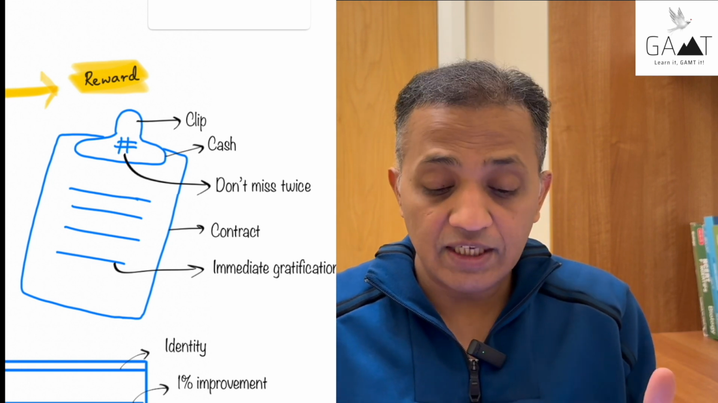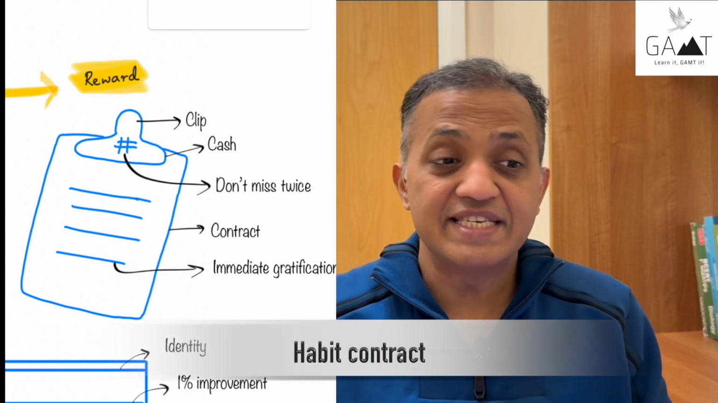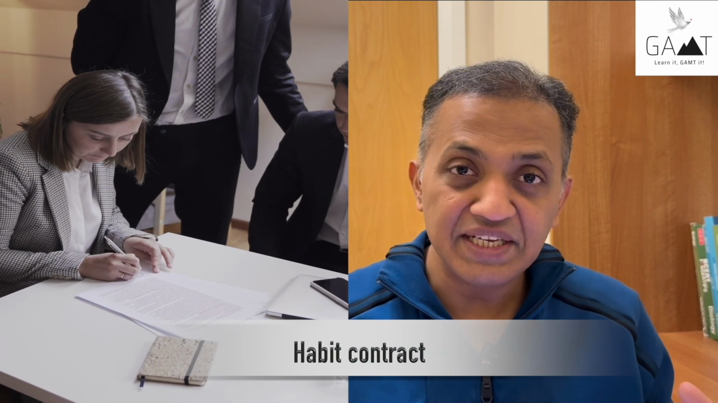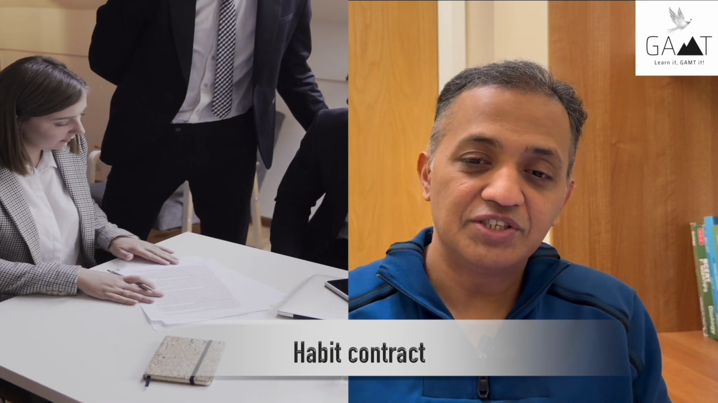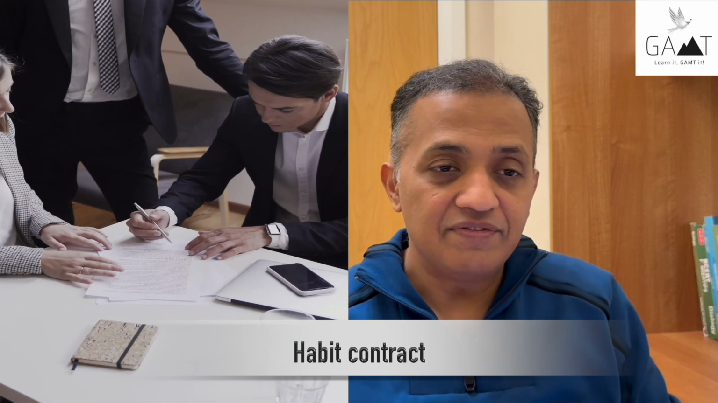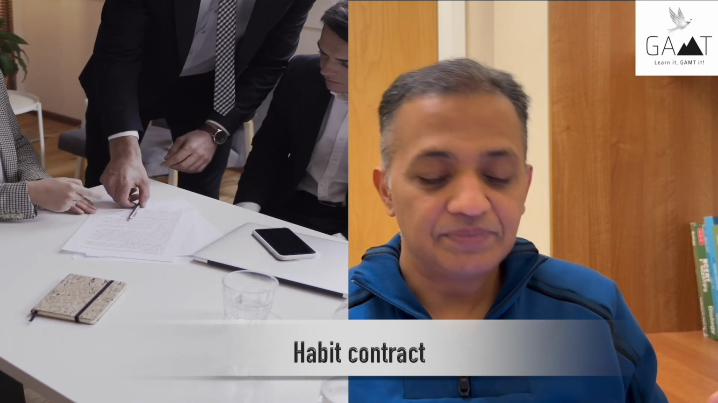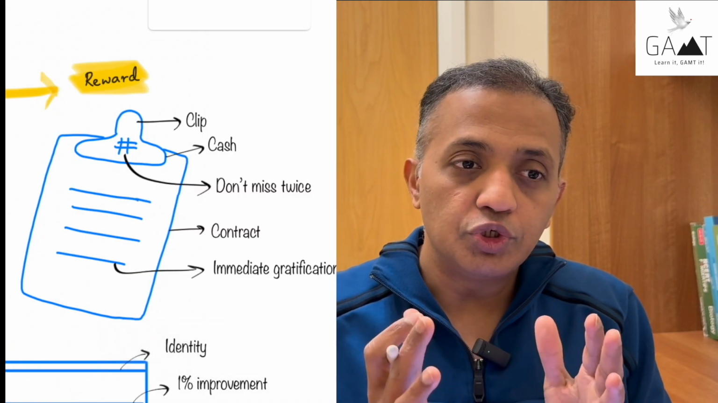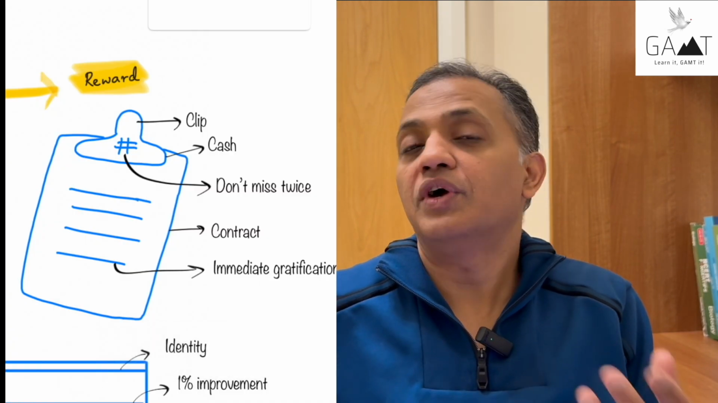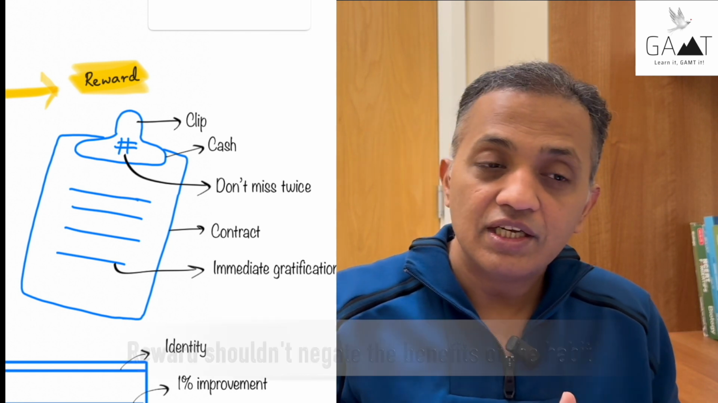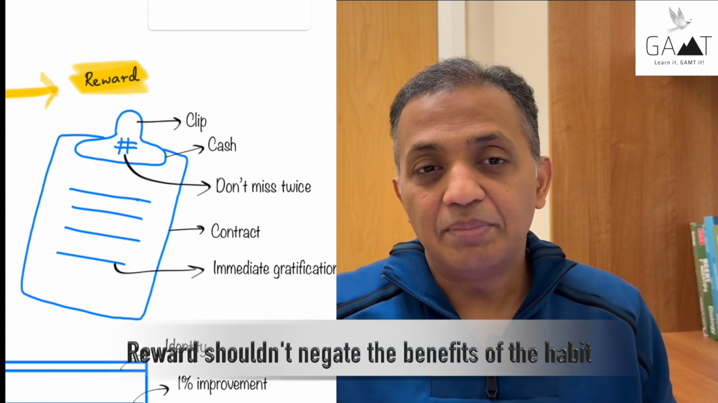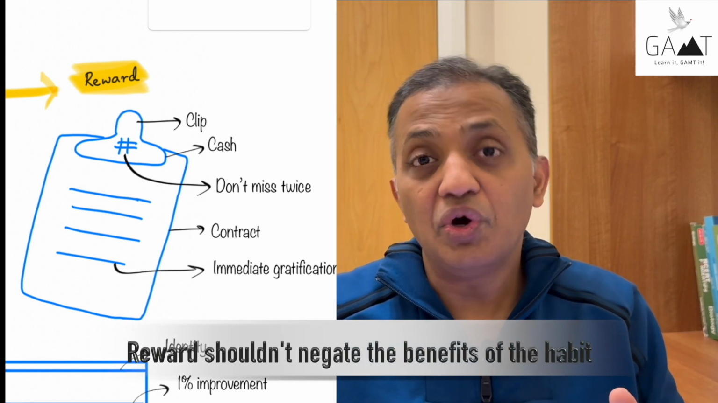Habit contract is the other thing that James Clear talks about, where you can type up a contract and actually sign it. It gives you a bit of formal commitment. You can share it with your wife, share it with your friends, and say that you're committing to this, and if you don't obey the contract, I will do X, Y, Z, etc. One of the important concepts here is that your reward, or the instant gratification you're trying to give yourself, shouldn't negate the benefits of the action. For example, the benefit of following a healthy diet is not ice cream at the end of the day.